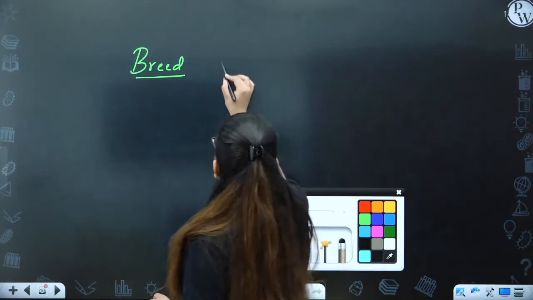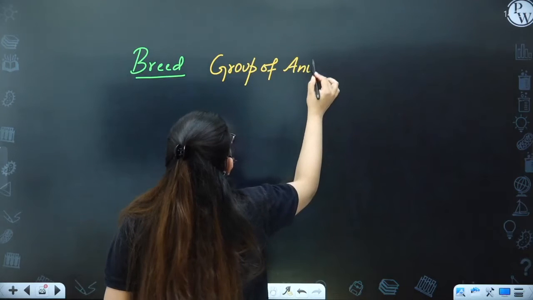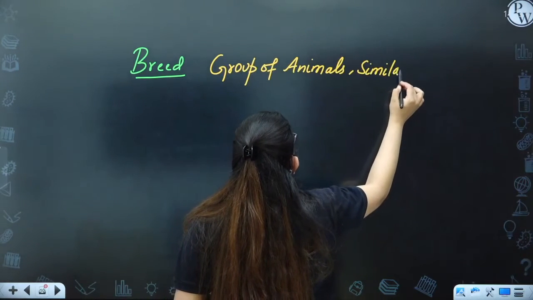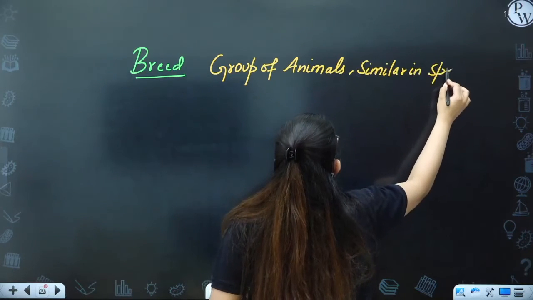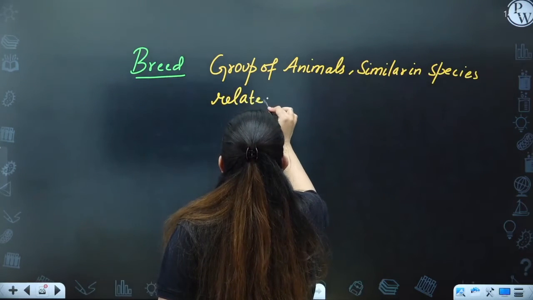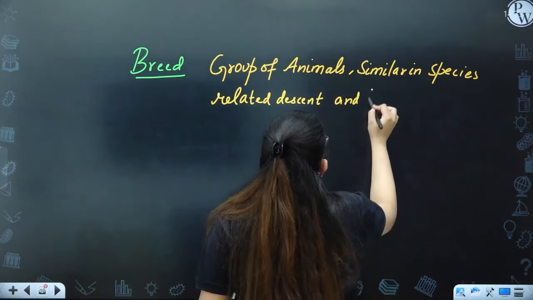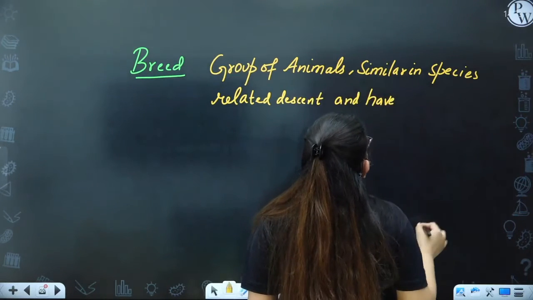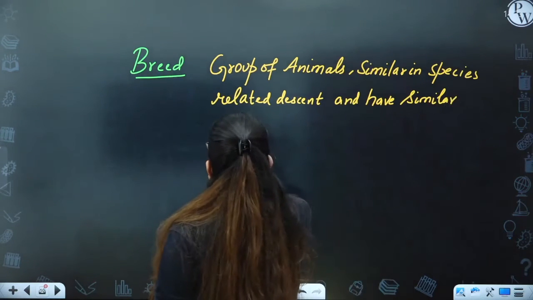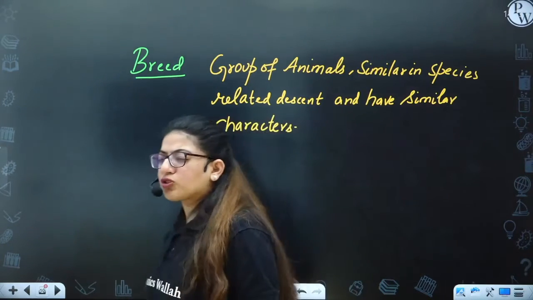You will write: it's a group of animals, similar in species, related by descent, and have similar characters. All these organisms belong to one breed.